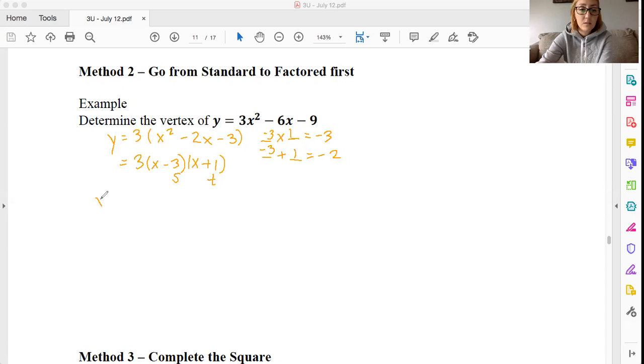We're going to put it into our s plus t divided by 2 to find our h value of our vertex. So remember opposite signs. So 3 plus -1 divided by 2. So that'll be 2 over 2, which is 1, just like our first example. Then you take this value. So this is our h value. We're going to put that inside of our equation.